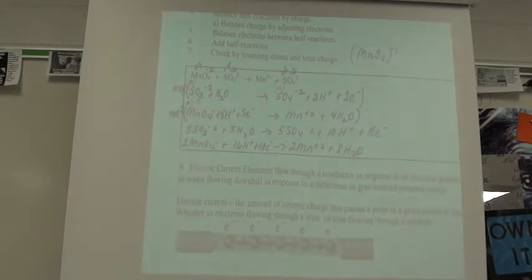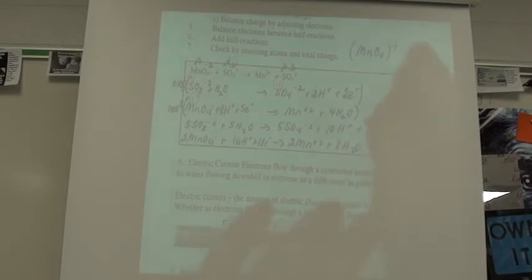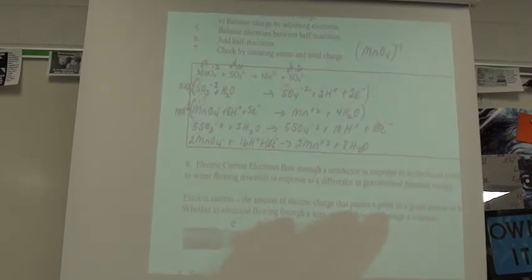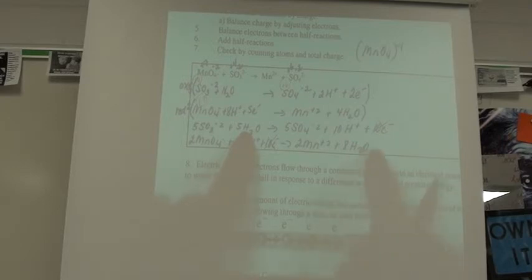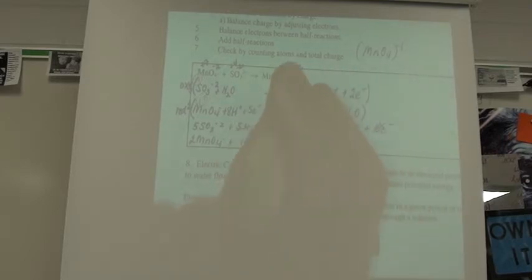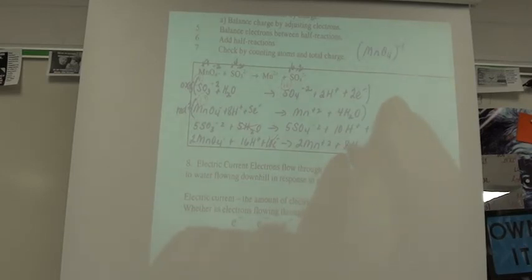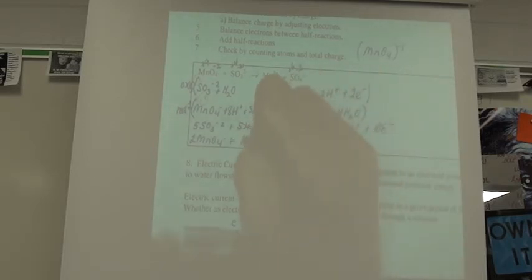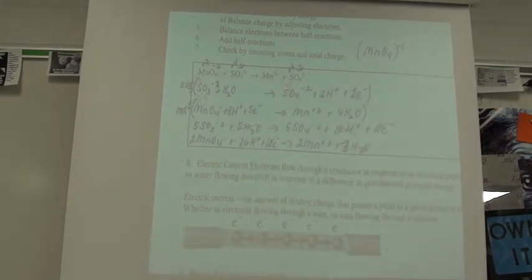Now I'm ready to add these up, but before I add them up, I can simplify by taking care of anything that is spectating. Because I've done this correctly, the electrons totally cancel out. I look here and I have 5 water on this side and 8 water on this side. These 5 waters will take care of 5 of these waters, leaving me with 3. These 10 protons will take care of 10 of those protons. And I've simplified this as much as I can.